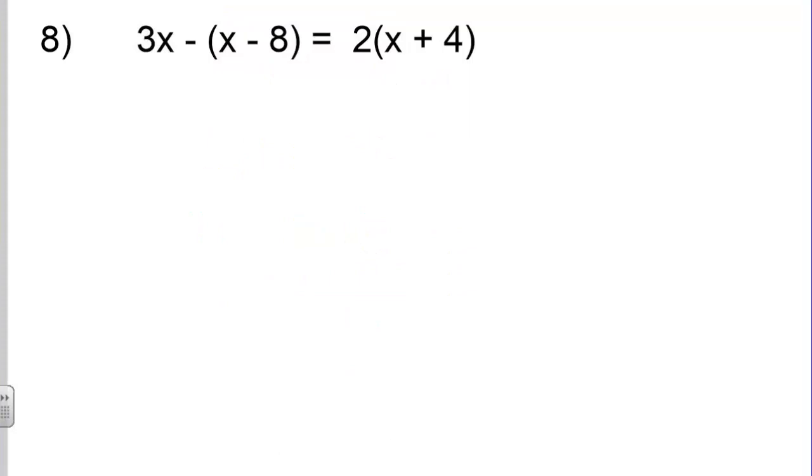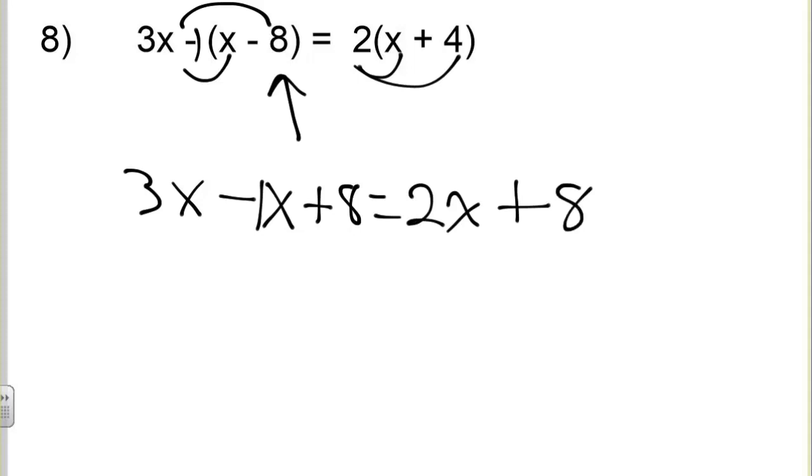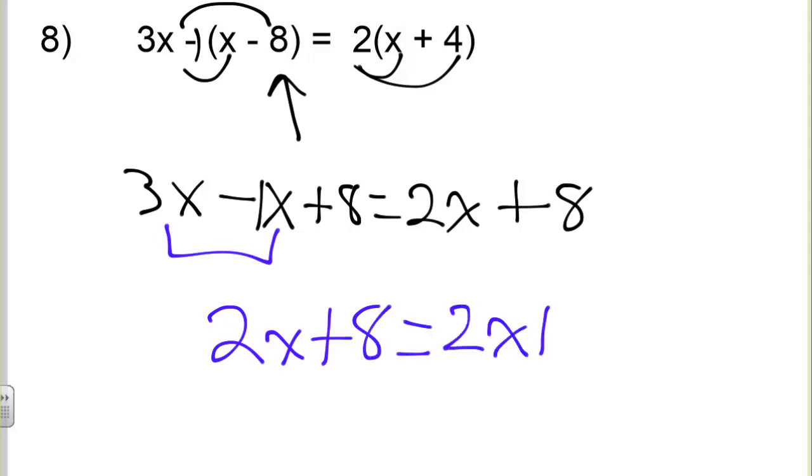You'll notice the only thing that's changed here was the negative 8 here. So when I distribute my negative 1, I have 3x, and then I get a negative 1 times x is negative x, negative 1x, and then negative 1 times a negative 8 gives me a positive 8. And on the right-hand side, 2 times x is 2x, and then 2 times the 4 is going to give me 8. And then I combine my like terms here, and I have 2x plus 8 equals 2x plus 8.